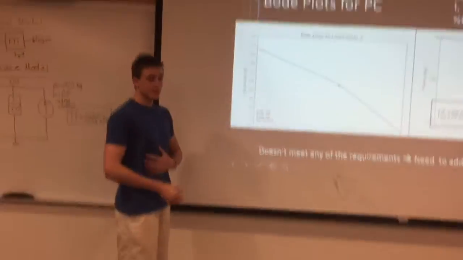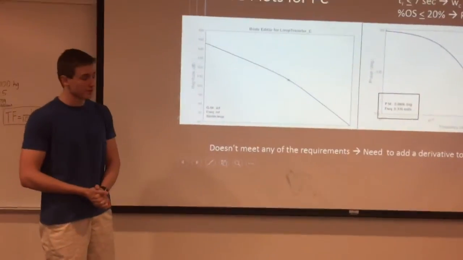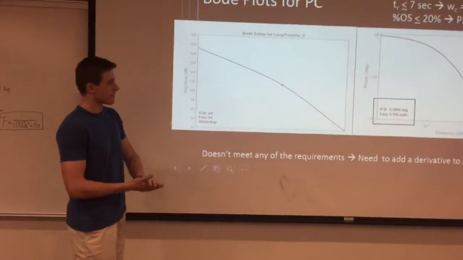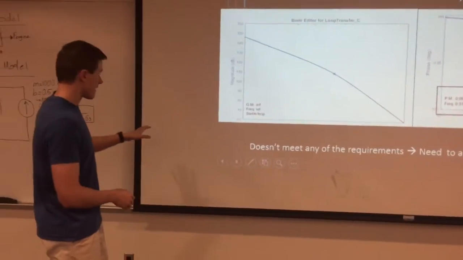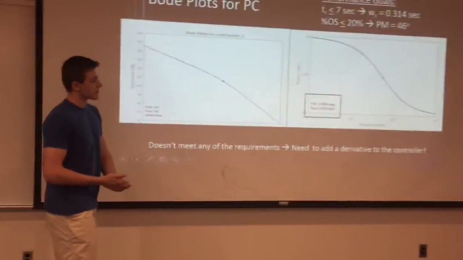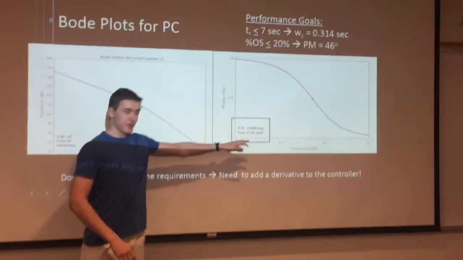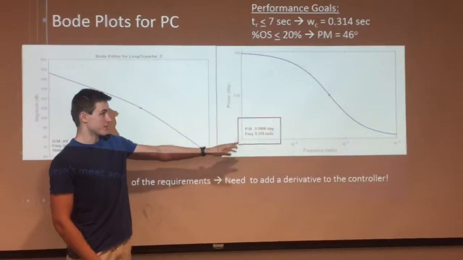So I'm Chris, and here are our Bode plots for our proportional controller. Essentially a proportional controller is just our basic transfer function with our constant on top tuned. As you can see, our phase margin here is only 0.1 degrees and our crossover frequency is 0.36.